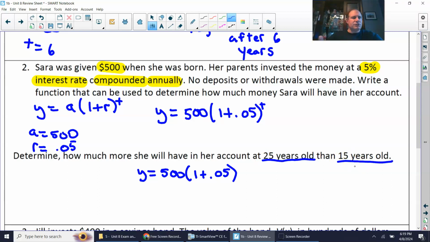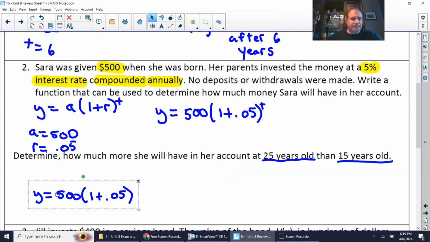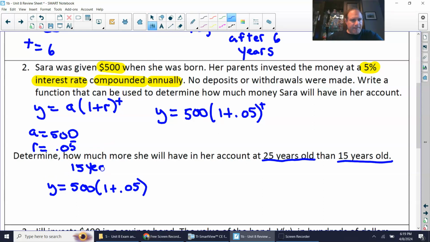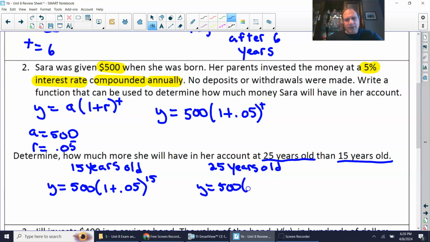So let's talk about what's going on here, because I'm going to move this over. And this is when she was 15. So I'm going to put a 15 here. And then this is going to be 25. I'm going to use the same equation. Y equals 500 times 1 plus 0.05, same thing. And then this is 25.